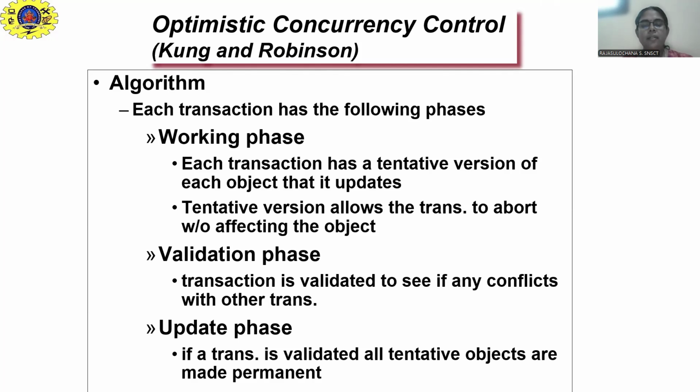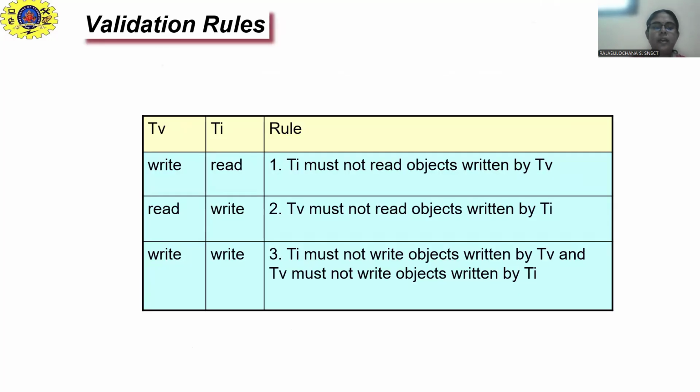In the validation phase, we check the transaction for any conflicts. And in the update phase, once the transaction is validated, all the tentative objects of that particular transaction are made permanent. So here are the various validation rules. We have written the conflict pairs of transactions only, because we have nothing to do with the non-conflict pairs since they will not raise any issue.